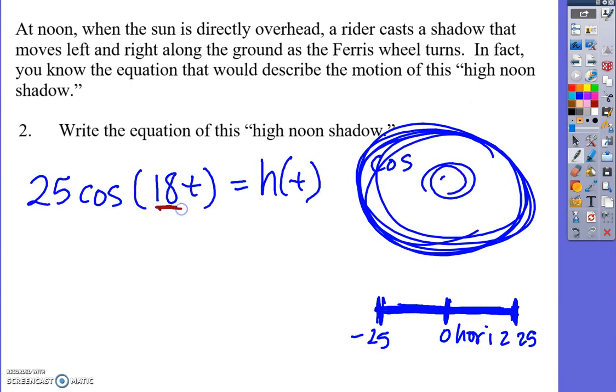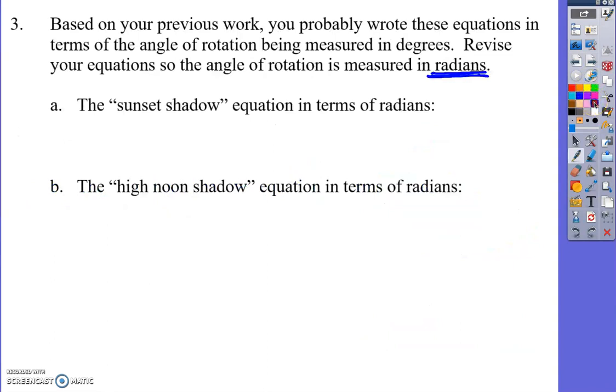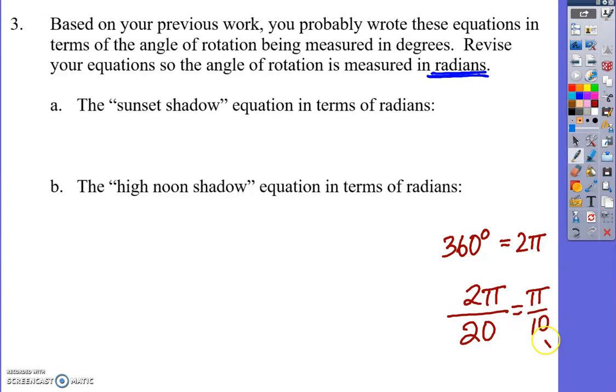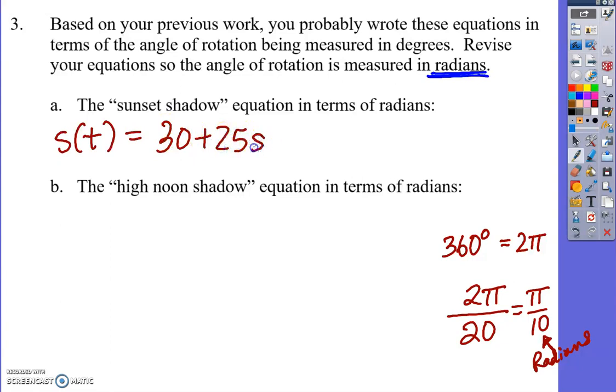And the same in this one. This is what is changing. So we're just going to go in radian mode. So what do I do? Well, 360 degrees is 2 pi radians. That's exactly the same measurement, so we're going to do the same thing. 2 pi is now going to get divided by 20 seconds, leaving me with pi over 10. So this is radians. My sunset shadow, S of t, in radian mode is 30 plus 25 times the sine of pi over 10 t. So that's the hard one.